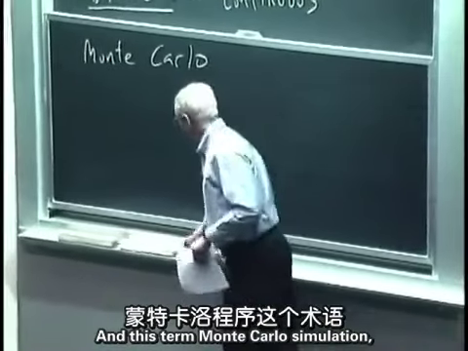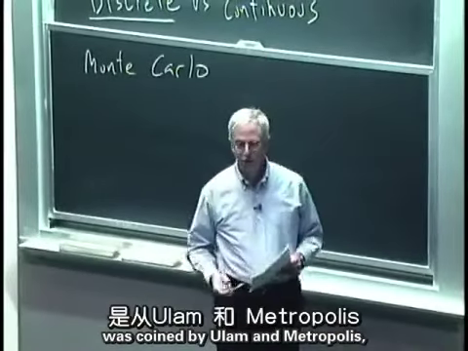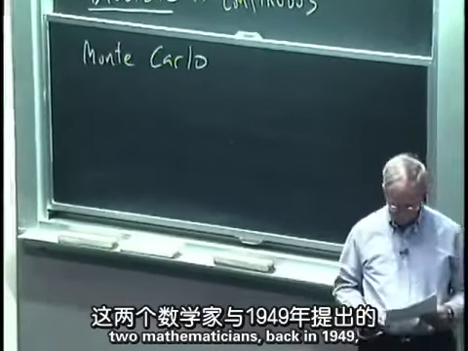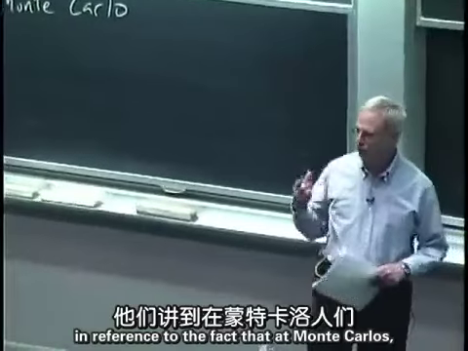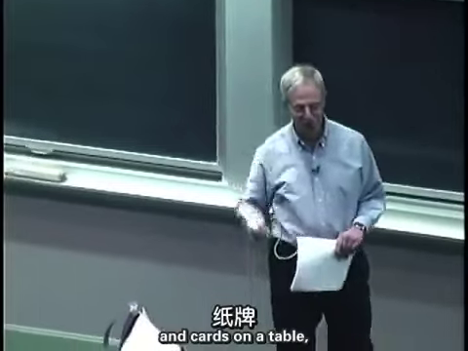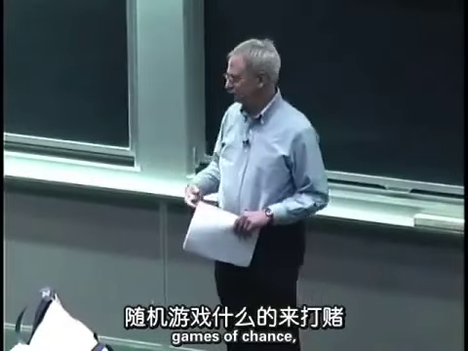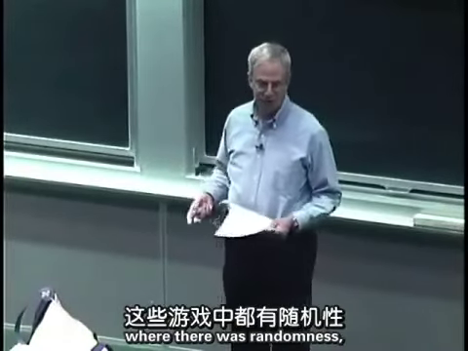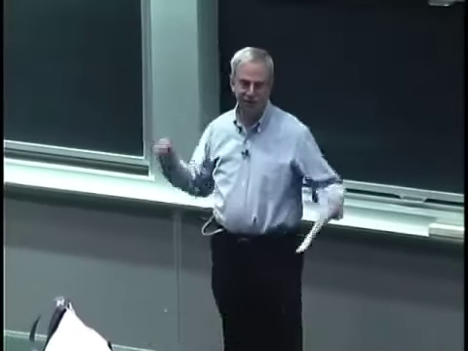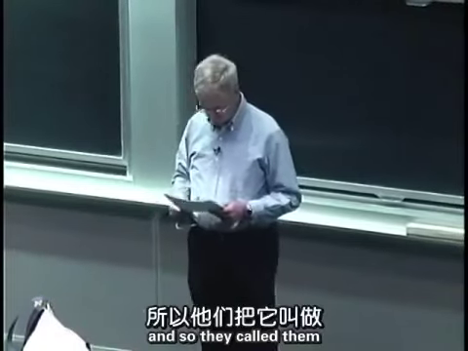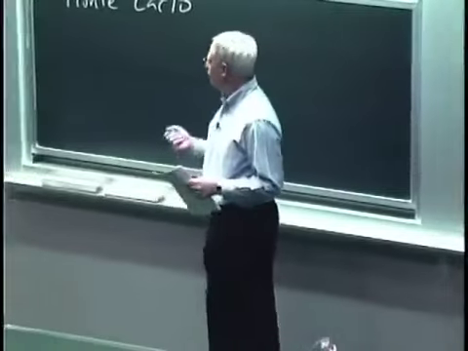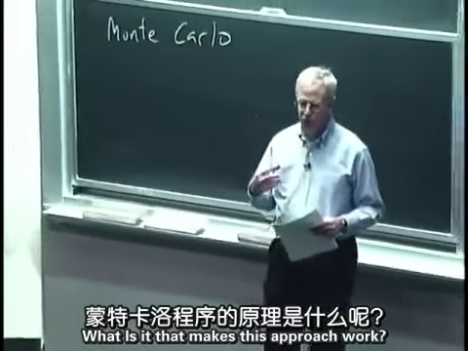And this term, Monte Carlo simulation, was coined by Ulam and Metropolis, two mathematicians, back in 1949, in reference to the fact that at Monte Carlo, people bet on roulette wheels and cards on a table, games of chance, where there was randomness and things are discrete in some sense. And they decided, well, this is just like gambling. And so they called them Monte Carlo simulations. What is it that makes this approach work?